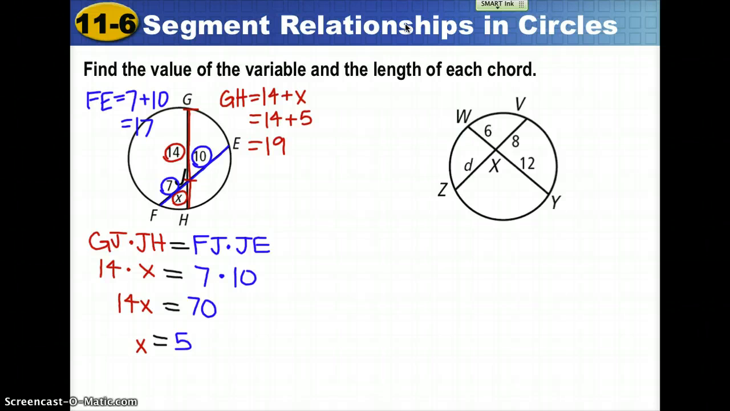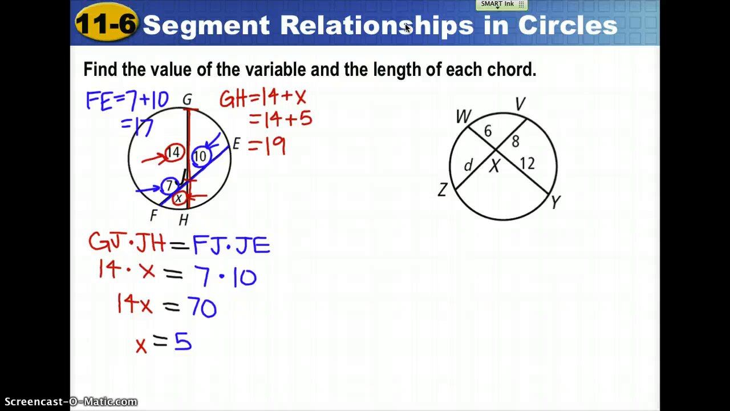Okay? FE is 17, GH is 19. They are not congruent. No part of them is. Look at this part right here. This 14 is 14. The x is 5. 14 and 5, very different. If we keep looking, let's look at the blue ones. 7 and 10. 7 and 10 are different, and they're different than 14 and x. They aren't congruent. Their products match.